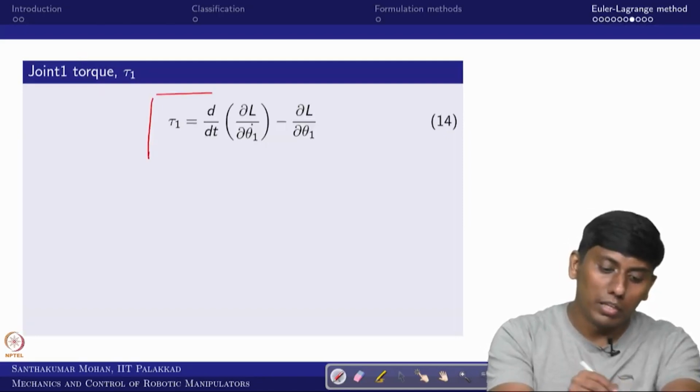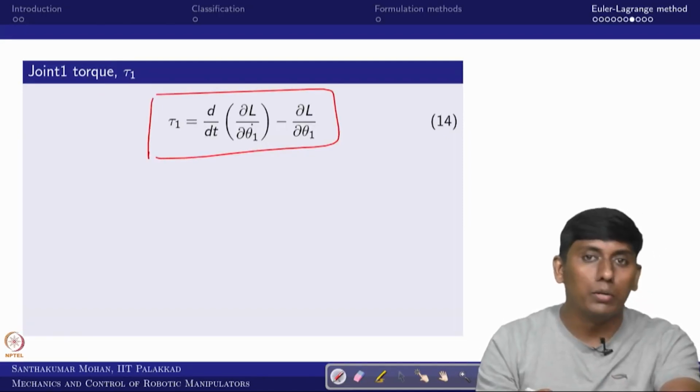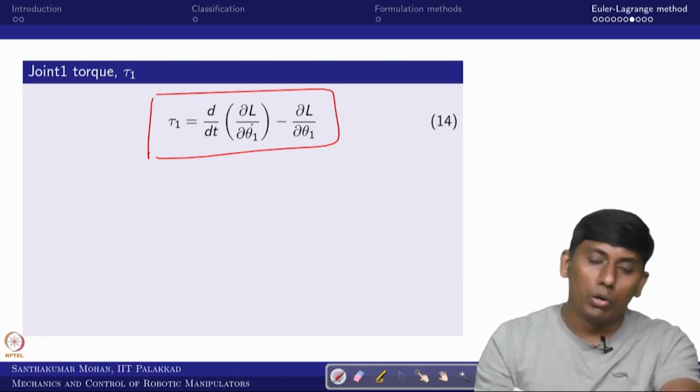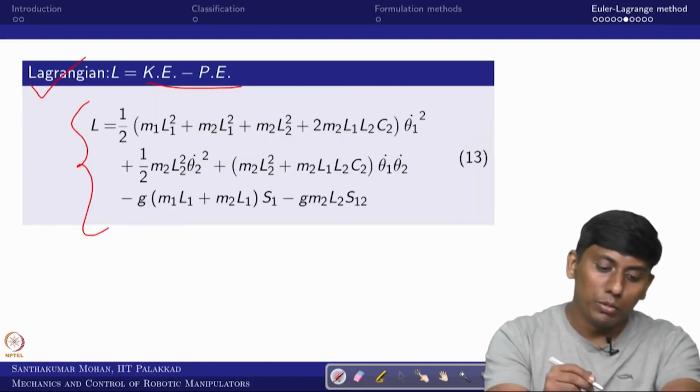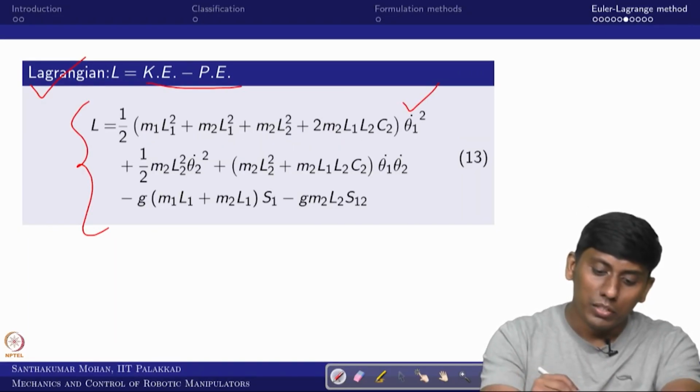If you want to find tau 1, tau 1 is the time derivative of the partial derivative ∂L/∂θ̇1 minus ∂L/∂θ1. So first we calculate ∂L/∂θ̇1. For that, recall that θ̇1 appears in this term, so this term and these terms are 0.